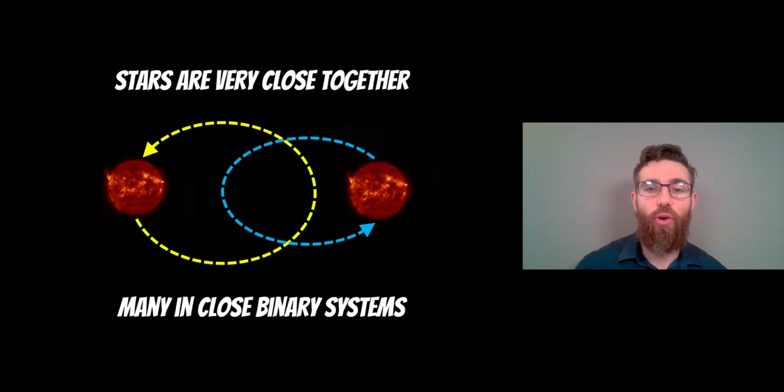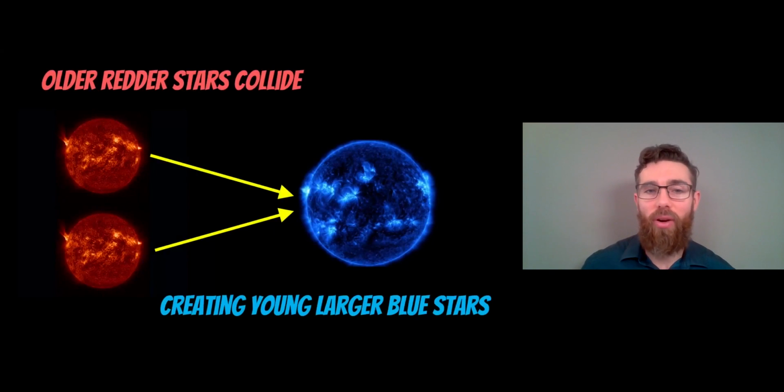So how do they actually form? Why are they there? Well, because they're very densely packed stars in these clusters. They're very close together. You have many close binary systems, orbiting a common center of mass. So you've got these two older stars that may be orbiting fairly close to one another, and they can in-spiral and collide. And when they collide, they create a new, young, larger blue star.